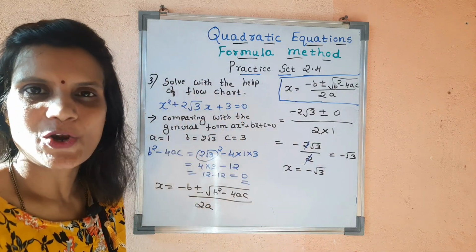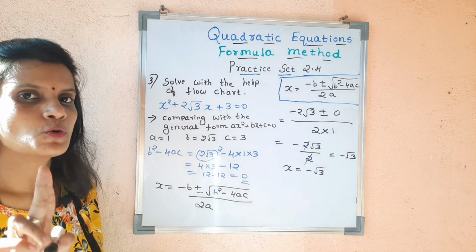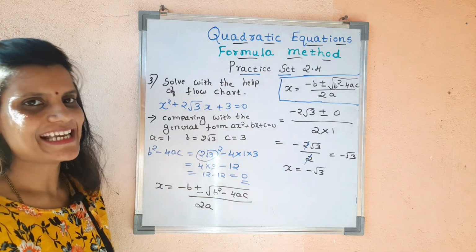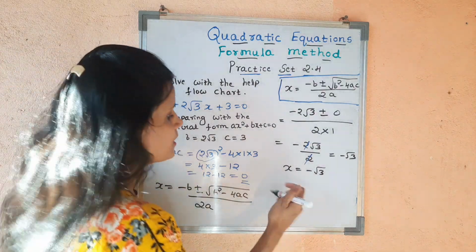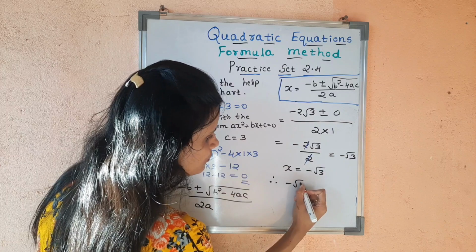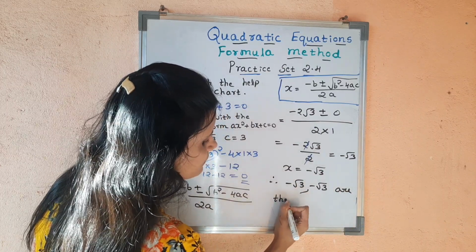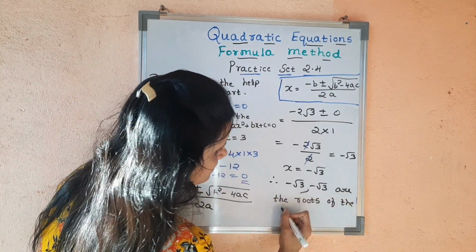Now as I already told, the quadratic equation should have two roots or two solutions of the equation. Here we got only one. So in these cases you will always write the same solution 2 times. Therefore minus root 3, minus root 3 are the roots of the given equation.